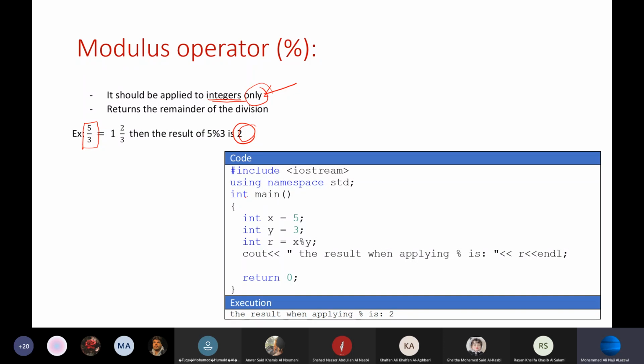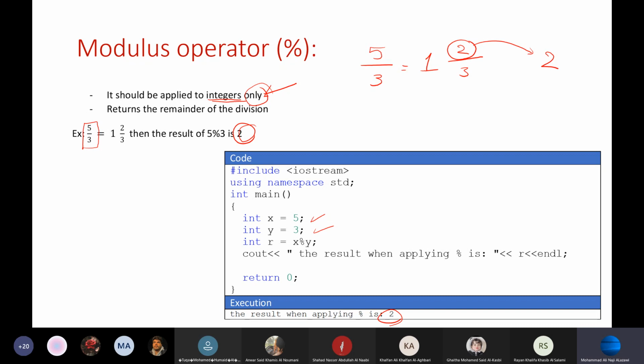Okay, so this is an example. Integer x equals 5, integer y equals 3, r equals x mod y, then the result will be 2. Again, 5 divided by 3 equals 1 and 2/3. This is the result.